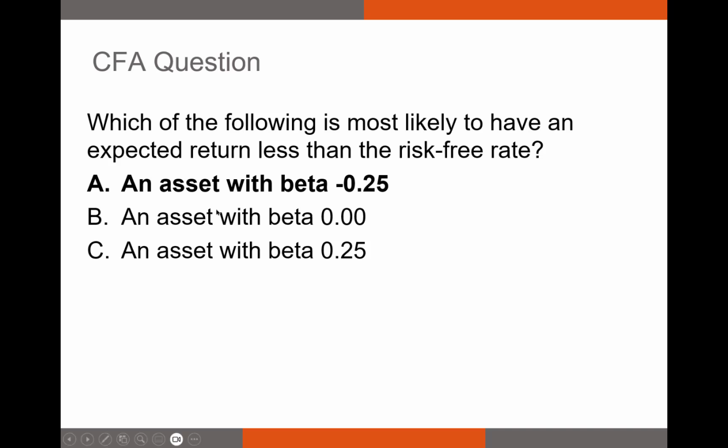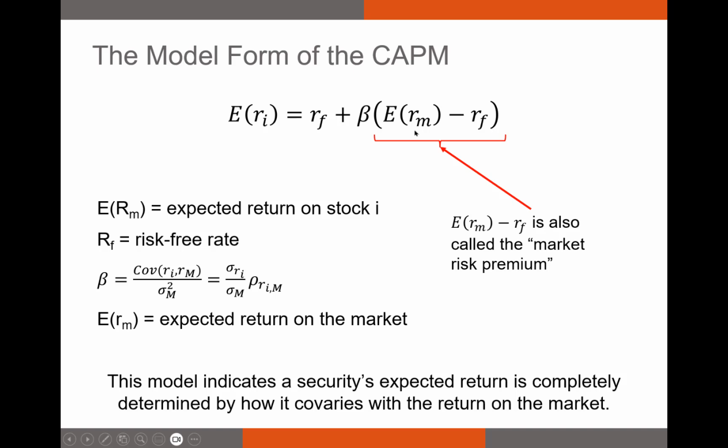If I go back to the model form of the CAPM, when we have a negative beta, generally this is going to decrease this entire portion of the equation, and so our expected return on the stock is going to be lower than it otherwise would if we had any positive market risk.